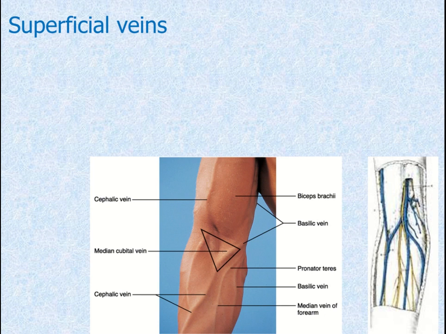So this is a picture of an individual. You can identify, this is the cephalic vein, running all the way on the lateral border of the forearm and arm. Then this is the basilic vein, and the vein that unites the two is the median cubital vein. That is the median cubital vein, which is used frequently for drawing blood as well as giving injections.